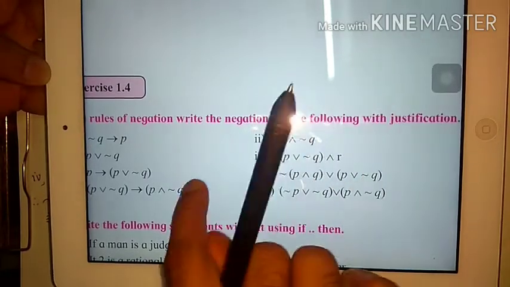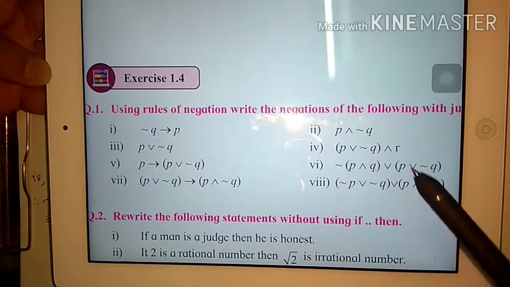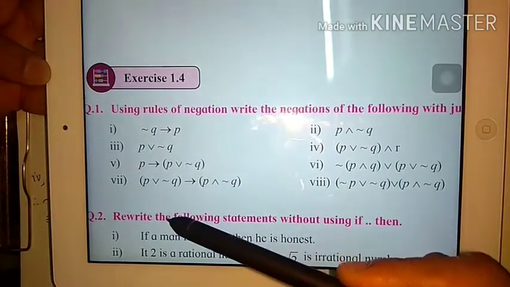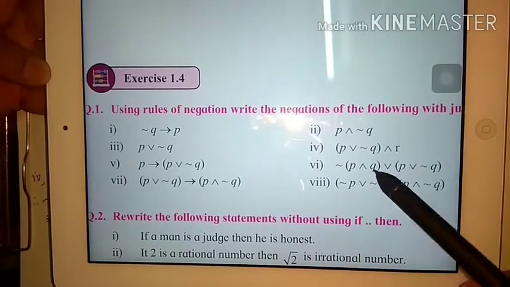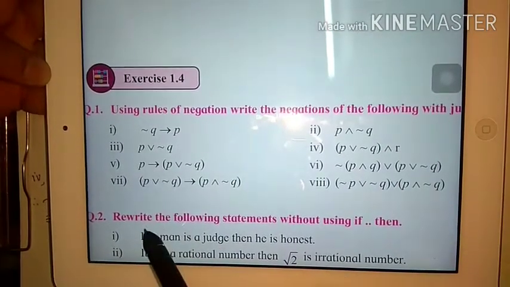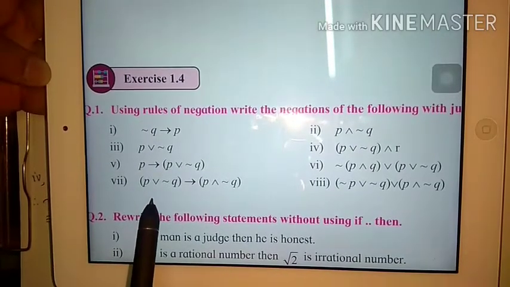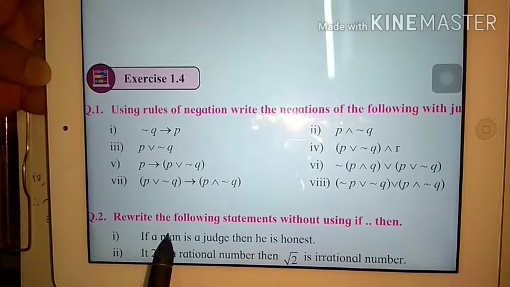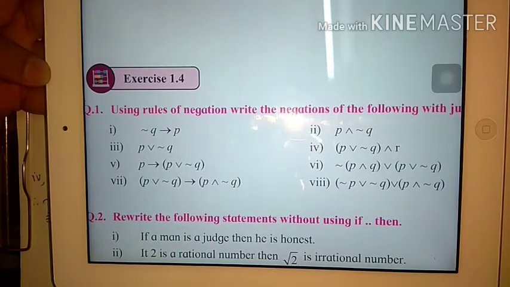Question number 1. There are 8 questions, 1 to 8. I do even questions. Odd ones are easier. You please try. This is practice problem. These 4 I do. Based on that, you can easily get it. Suppose you are not getting this, then you can make a note. You can tell me tomorrow itself or in the next lecture. I will work out that also that day itself. Okay, it's easy.